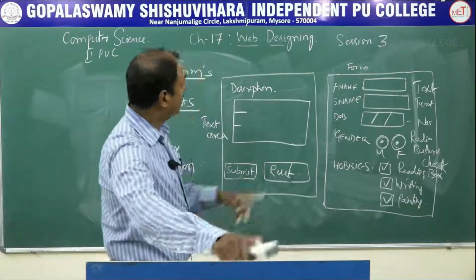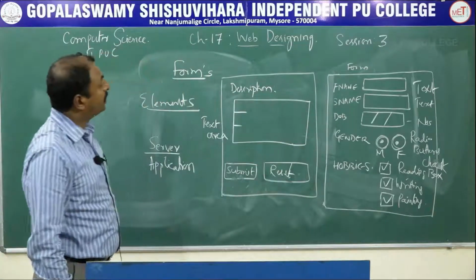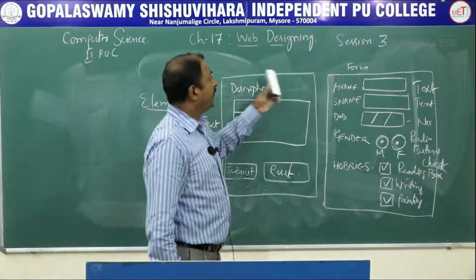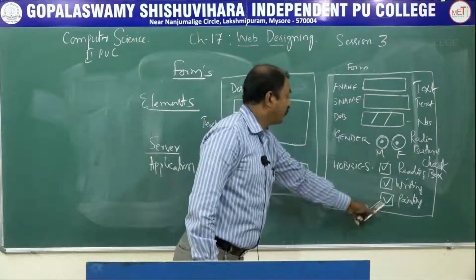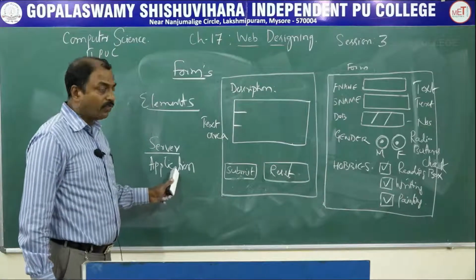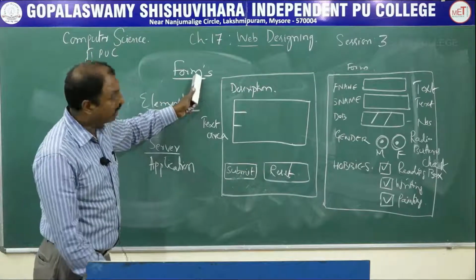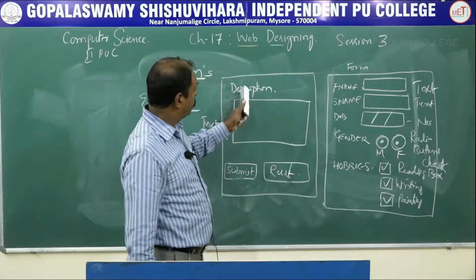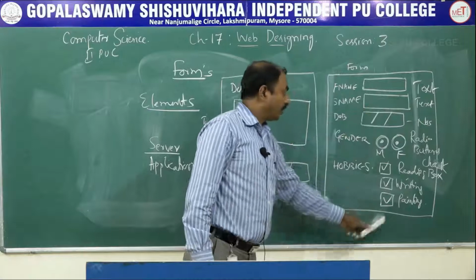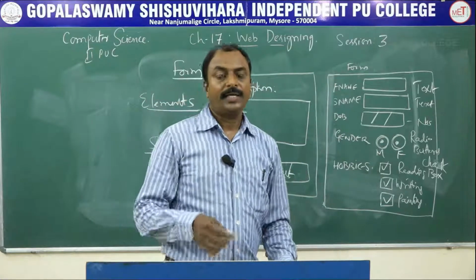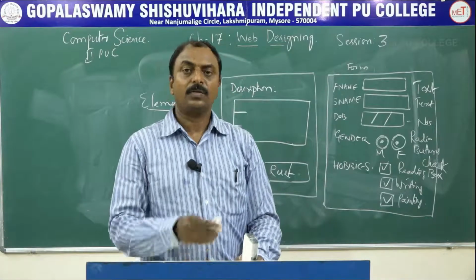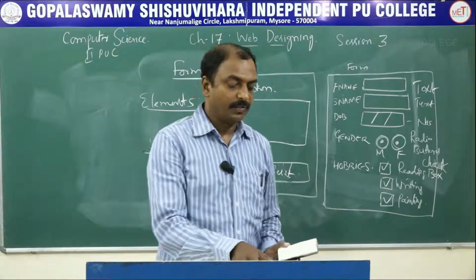So what is the definition of forms? Forms are nothing but they take the input from the user and send it to a server or some other program. That's the meaning of forms. So what are forms in HTML? In HTML, forms are used to take the values or input from the user and send it, or we say post it, to the server or some other background application. So this is nothing but your forms.